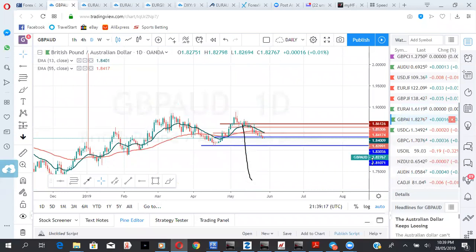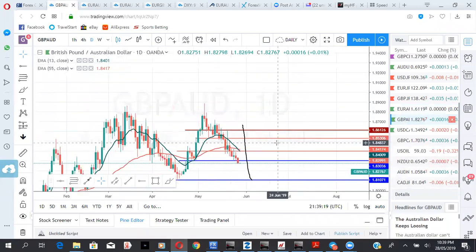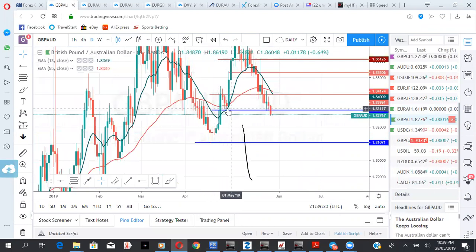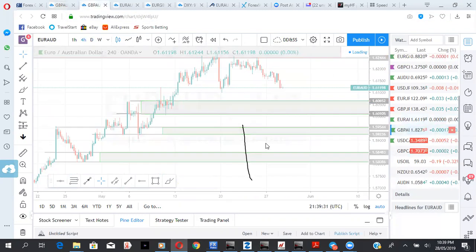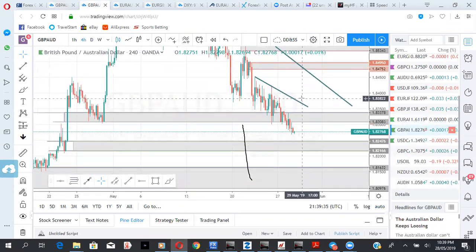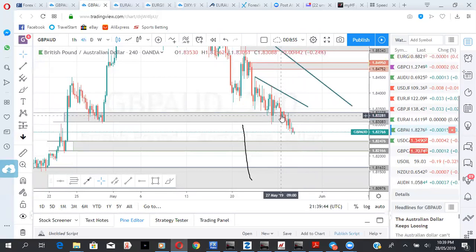The GBPAUD on the daily closed a bit bearish. Yes, they are sticking out this level here. So what does that imply? Let me see. I'm a bit careful trying to trade this pair, because should the EURGBP start to head south, this pair will not drop any further.